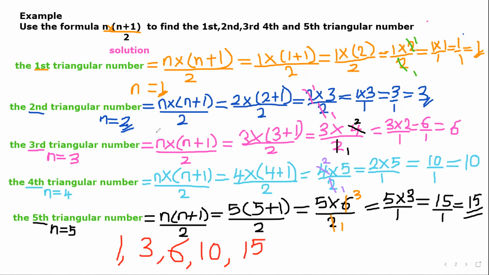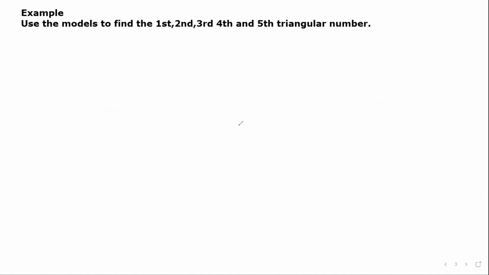Okay, good. Now, we said we have 3 methods to deal with that. Let's quickly use the last one to solve the triangular number here. Use the models to find the first, second, third, fourth, and fifth triangular numbers. The models, we are going to use the shape to find the triangular numbers here. Okay, good.